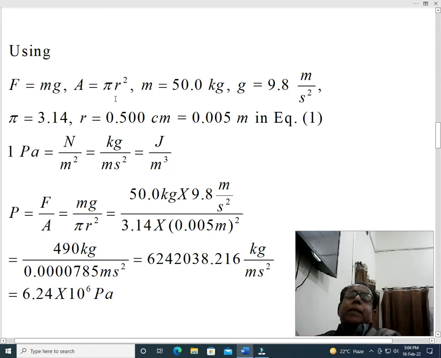Pi is 22 by 7, and we take it equal to 3.14, and we have previously mentioned many times that the decimal representation of pi is non-repeating, non-terminating. It goes endlessly, but we have restricted its value up to 2 digits.